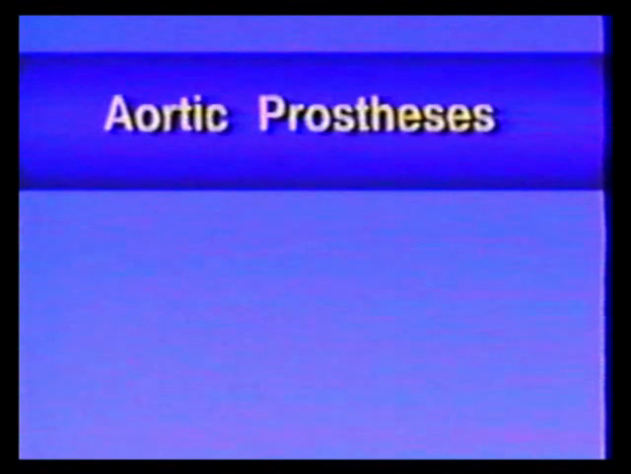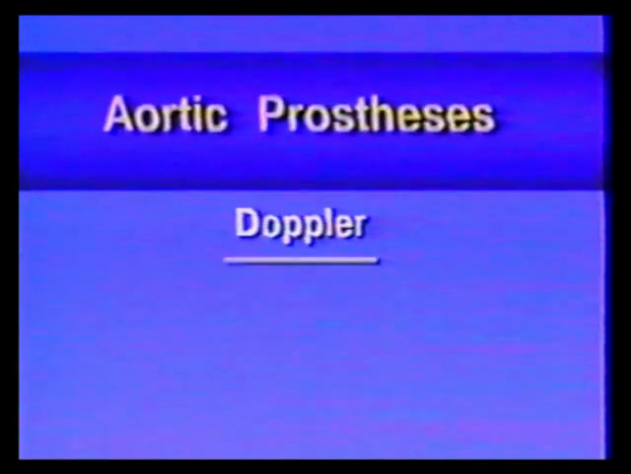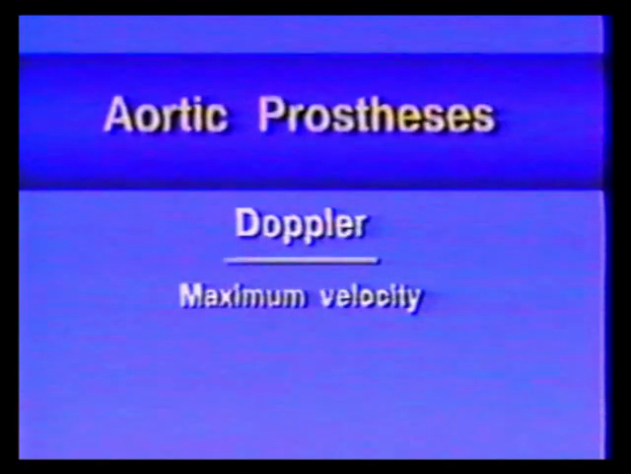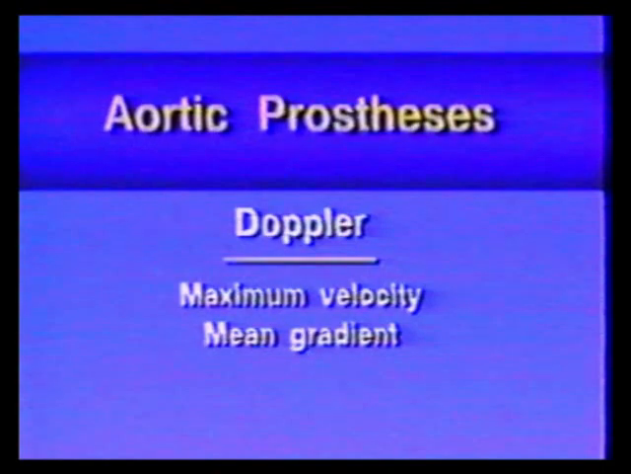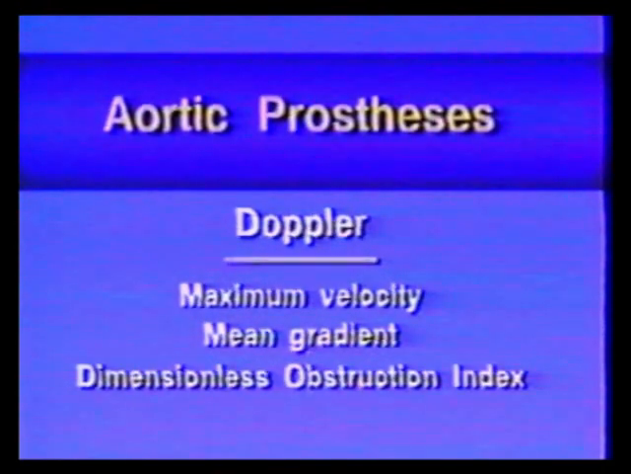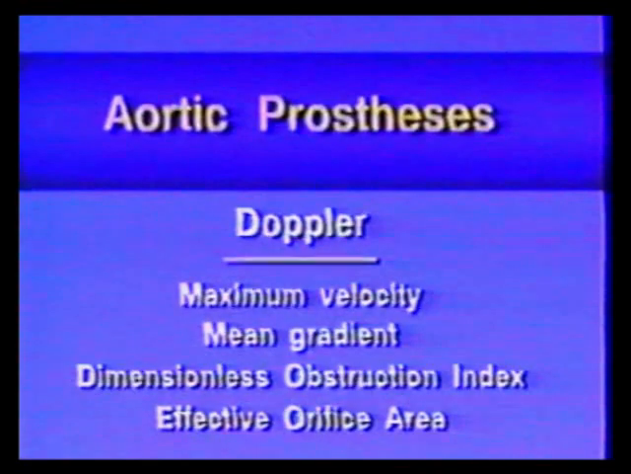For aortic prostheses, we utilize spectral Doppler to obtain the maximum velocity, which correlates with the maximum instantaneous gradient, the mean transvalvular gradient, the dimensionless obstruction index, which is the velocity in the LV outflow tract divided by the maximum velocity, and the effective orifice area. We will now illustrate these measurements.